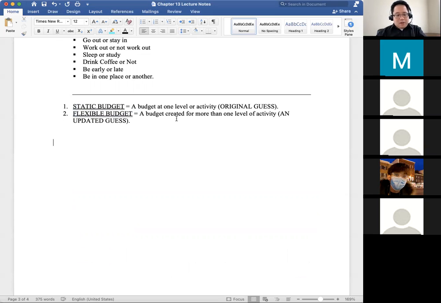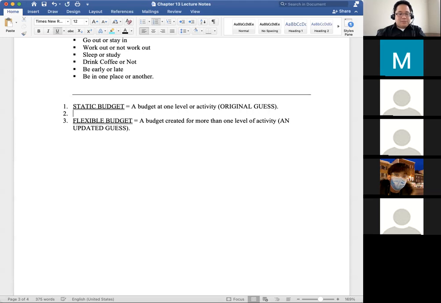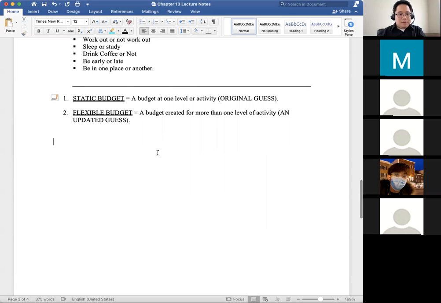Okay, let's illustrate the difference between a static and a flexible budget. I think you all could use a vacation, and so could I, because it's the end of the semester and summer is almost here. So let's go on vacation. We're going to create a static budget. So we are going to plan for a vacation.